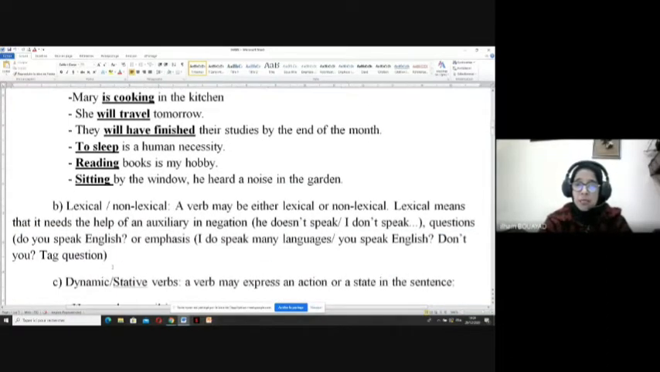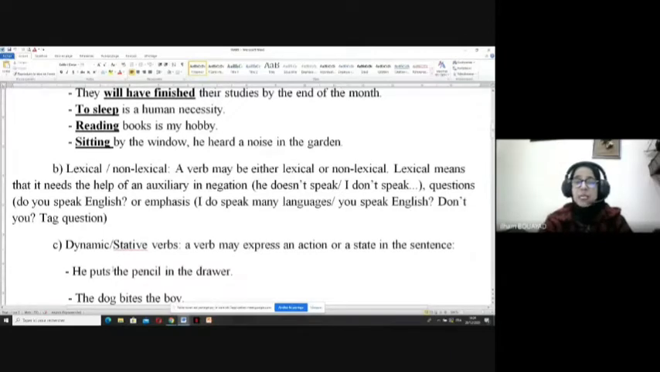Okay, the verb might be lexical or non-lexical. Lexical means that the verb needs the help of an auxiliary in order to make questions, negative structures, tag questions or emphasis. Like when I say, I speak English, if I want to make a negative sentence, I would say, I don't speak English. So here, the verb speak is weak. It needs the help of the auxiliary do in order to make the negative sentence. Do you speak English? The same thing. Speak needs the help of do in order to make a question. So we can say that the verb to speak is lexical.